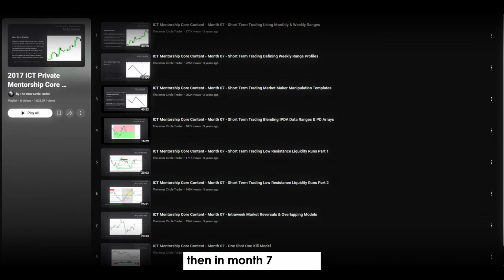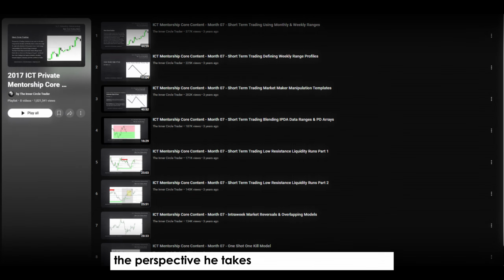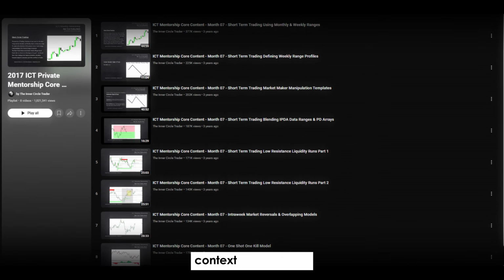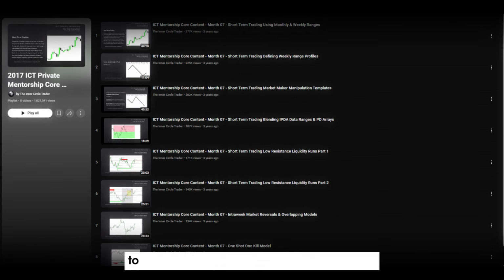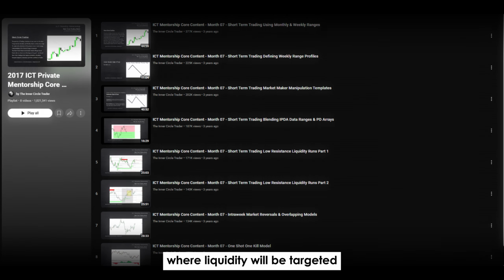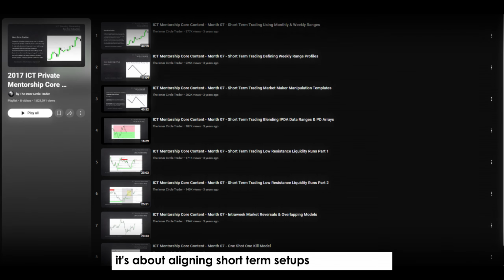Then in month 7, ICT flips the perspective. He takes all the higher time frame context you learned and brings it down to short-term trading. You will learn to use weekly and monthly ranges to predict where liquidity will be targeted inside intraday sessions. This is where day trading becomes precise. It's about aligning short-term setups like the Judas swing, fair value gaps, or breaker blocks inside those larger ranges. If you've never felt lost on what direction to take on the 5-minute chart, this month fixes that.